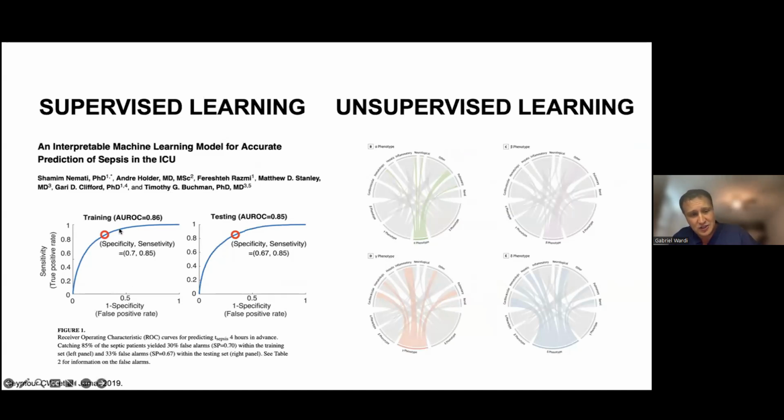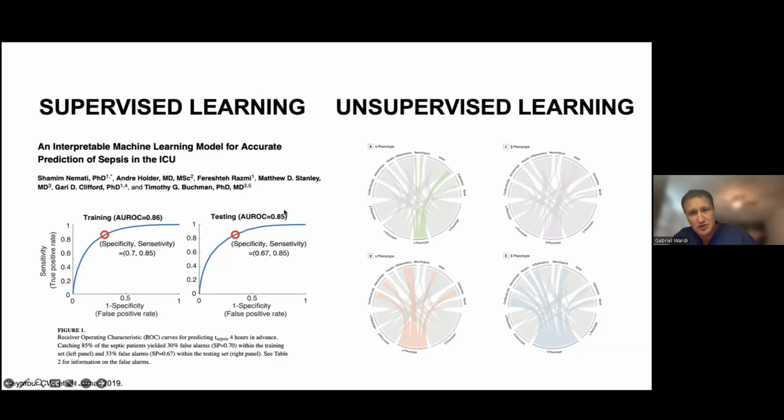This is what got people very excited years ago, using about 30,000 patients at Emory University in Atlanta. They were able to show good sensitivity and specificity in predicting sepsis within the ICU about 4 to 12 hours prior to presentation.